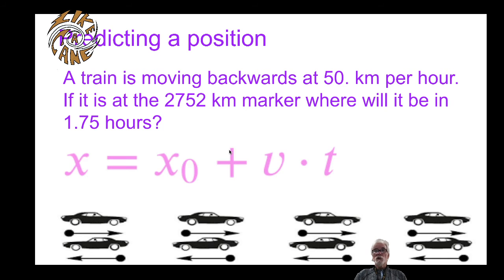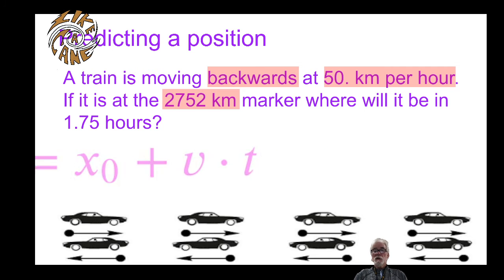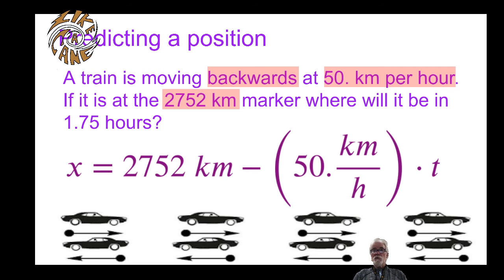Here we know that CVPM will work because we're only given one speed, so this thing must be moving at a constant speed. We can get the starting position and the starting velocity from the details. In this case, the starting position is 2752 kilometers, and the velocity is negative 50 kilometers per hour. So when we put that together, we have an equation.